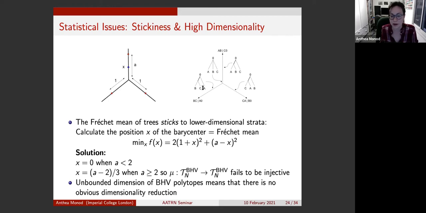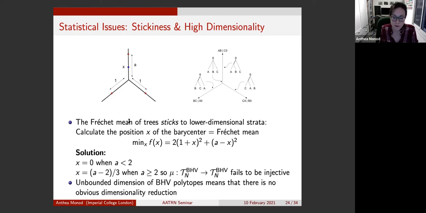So remember, if you have three leaves, then you have one internal edge. So you can assign a ray to each internal edge here, and this will give you exactly the three-spider, which gives you exactly the space of trees with three leaves.